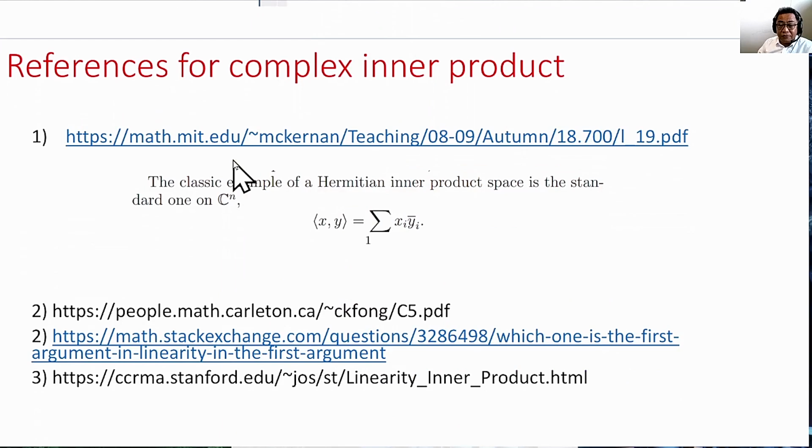I'm going to leave some reference on the complex inner product. You do not really need to understand this, but it'll be nice if you do. Here is the complex inner product definition, where x is one vector and y is another vector. The second slot is complex conjugated, and this is called the Hermitian inner product.